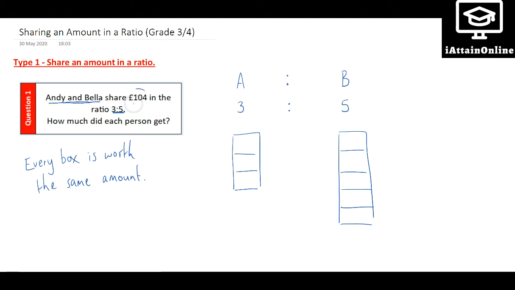So this £104, what we are now going to do is we're going to split that equally between all the boxes. So in this case, 104, and I'm going to divide that by 8 because there are 8 boxes in total. So 104 divided by 8 gives me £13. That tells me that each box is worth £13. So we can write that into each box.